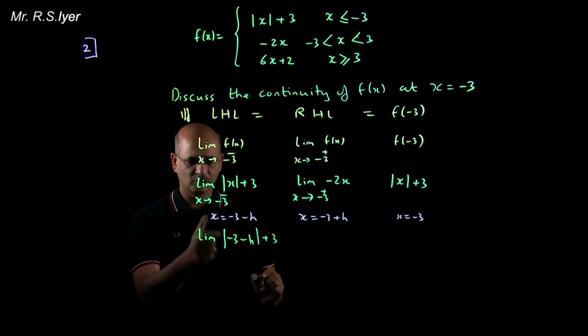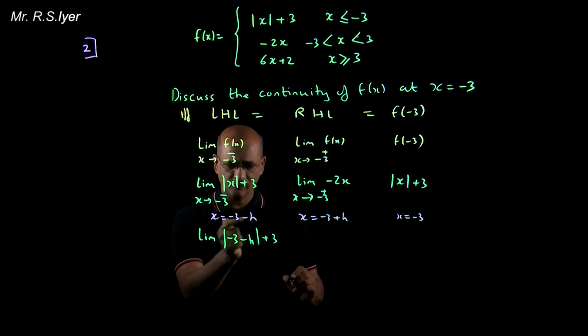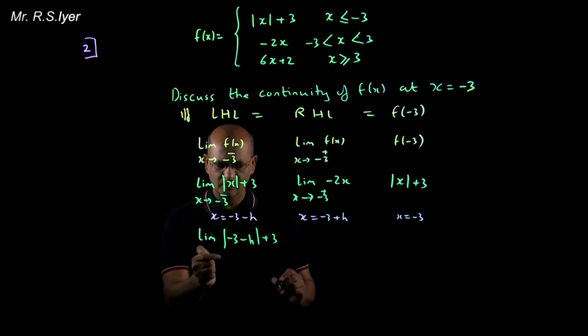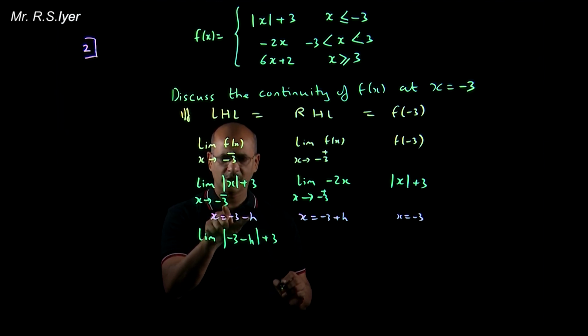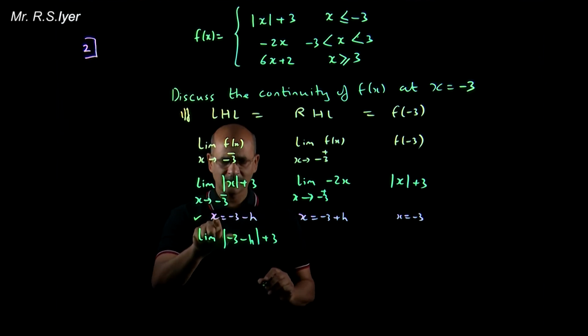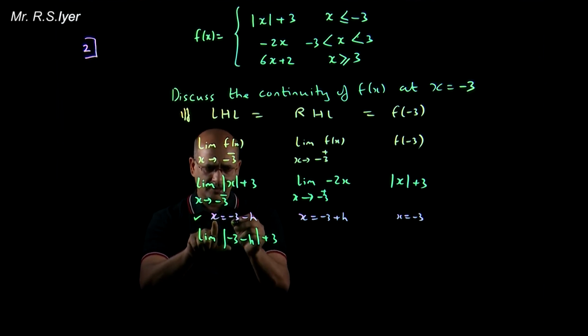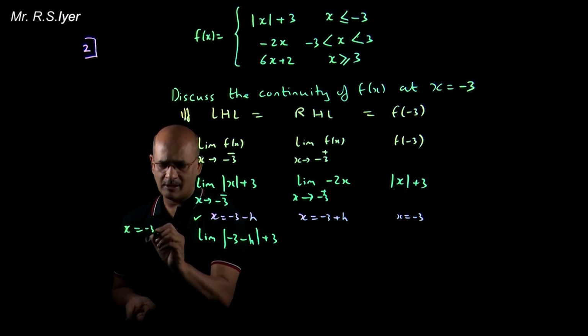Now remember, the limit has to change because this function is in terms of x, so the limit is in terms of x, while this function is in terms of h, so the limit has to be in terms of h. Now use your brains. Look at the question: x is tending to minus 3. So in this substitution, suppose x equals minus 3 minus h.